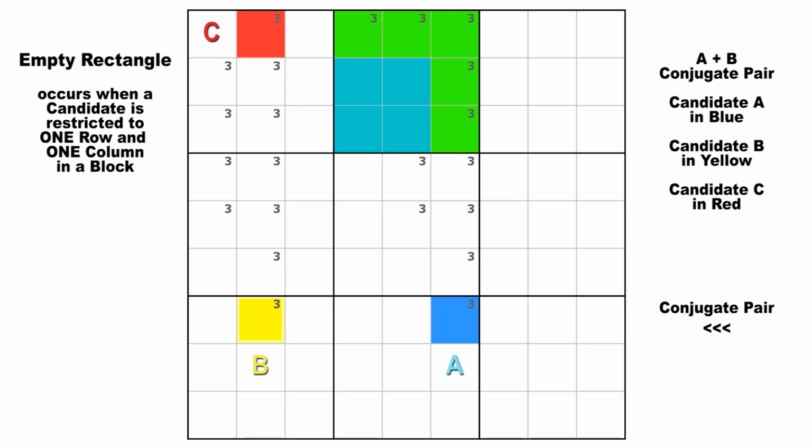All right, let's say we have an empty rectangle pattern here in block 2 where candidate 3 lies in row 1 and column 6. And let's say we have a conjugate pair down in row 7 where the candidate 3 in the blue cell lies in column 6, which is the column of our empty rectangle. So let's look at the 2 cases for the candidate 3 in the blue cell. It's going to be either true or false, right?